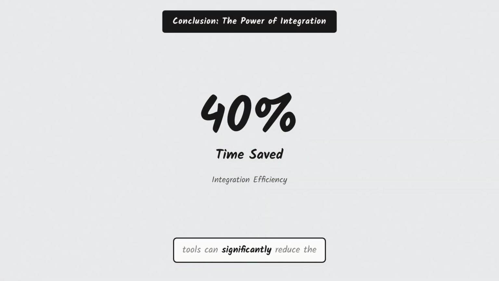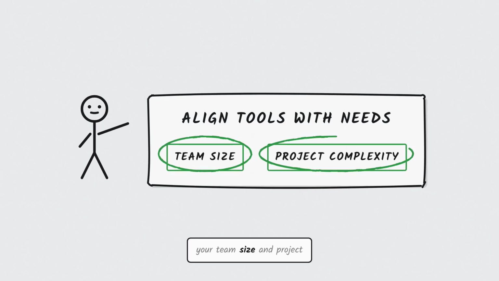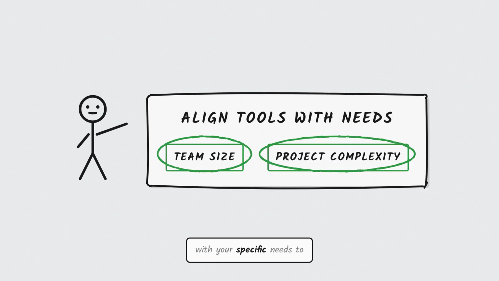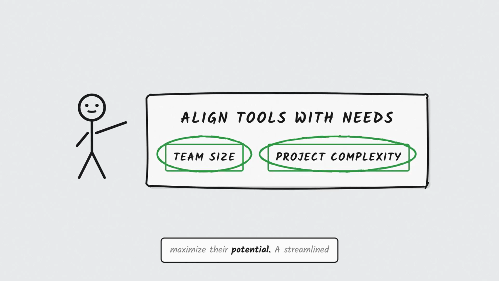Integrating AI tools can significantly reduce the time it takes to deploy models, potentially saving up to 40% of integration time. This efficiency not only speeds up the process, but also enhances productivity across teams. Choosing the right tools depends on your team size and project complexity. It's crucial to align these tools with your specific needs to maximize their potential.